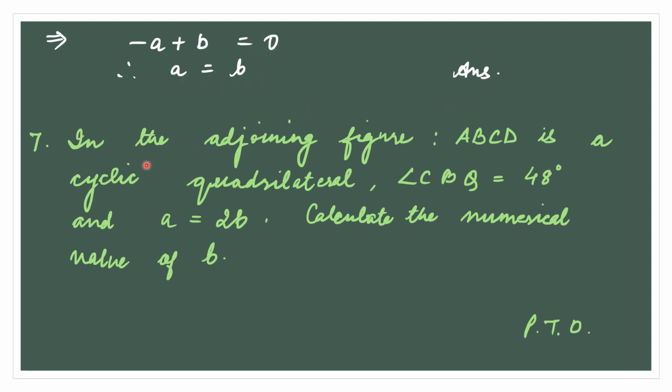Okay, in the adjoining figure, ABCD is a cyclic quadrilateral. Angle CBQ is equal to 48 degrees and A is equal to 2B. Calculate the numerical value of B. Let's see what is there.